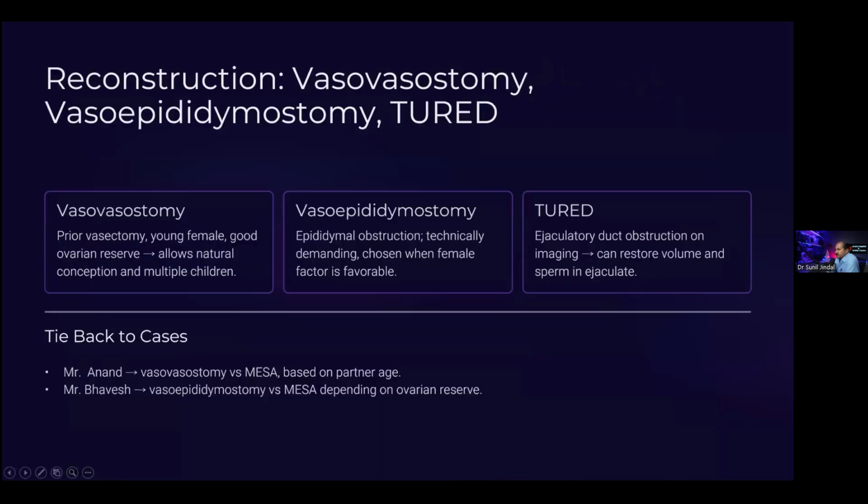Now, reconstructive vasovasostomy, vasoepididymostomy, TURED. So you've got to select a case. Like in the first one, vasovasostomy and MESA could be done if the age of the partner is less. In the second one, probably aspiration would have been better if MESA is not possible, vasoepididymostomy is not possible.